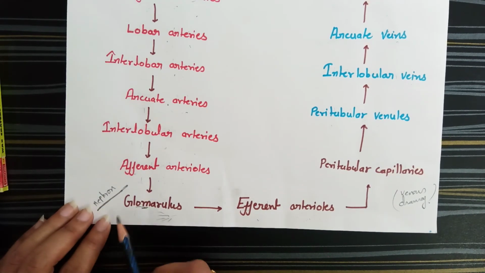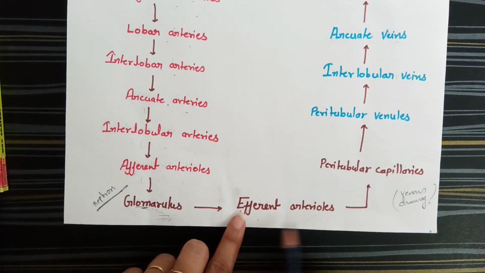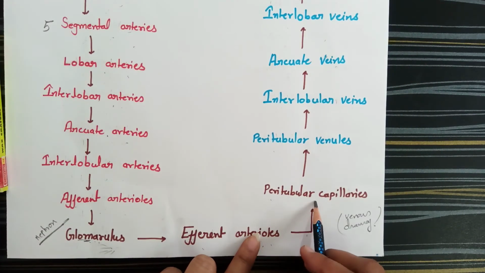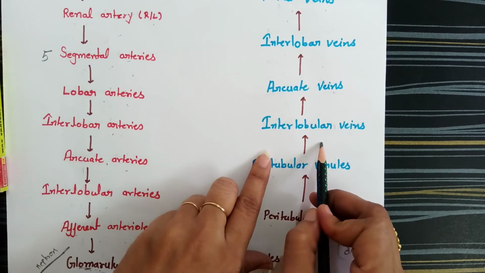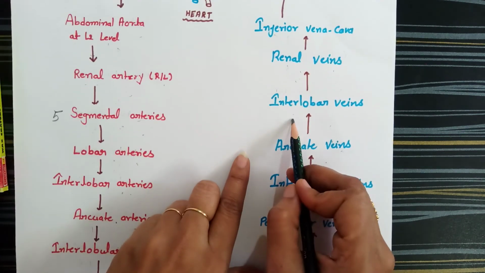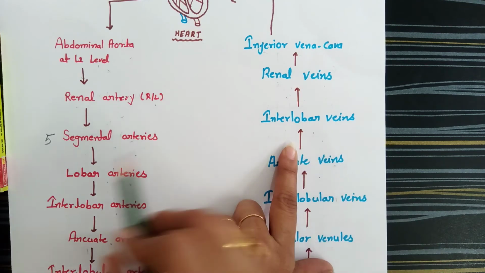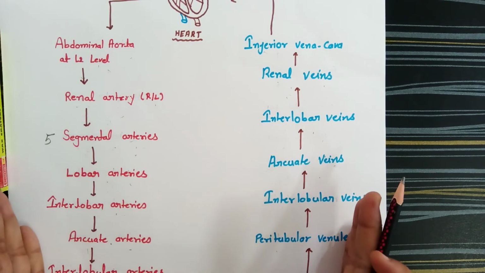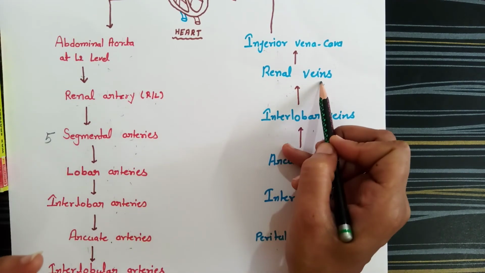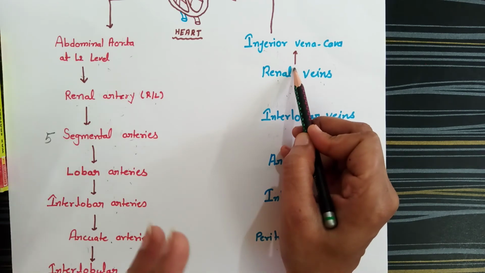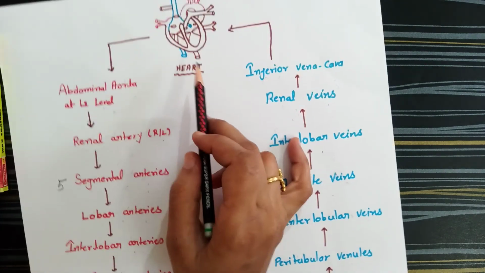From there they unite and make an efferent arteriole. Then it unites and makes peritubular capillaries, then peritubular venules, then interlobular vein, then arcuate vein, then interlobar vein, and there is no segmental vein. The names are the same, you can see that. Now these connect and make a renal vein, and it drains all the blood to the inferior vena cava, and this blood goes to our heart.